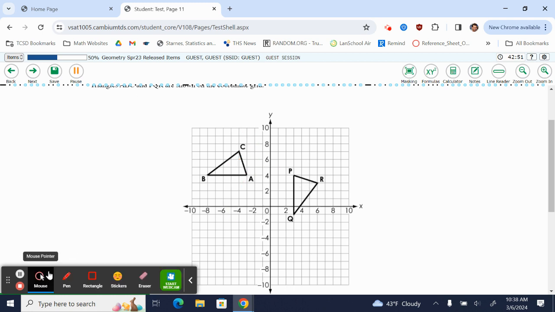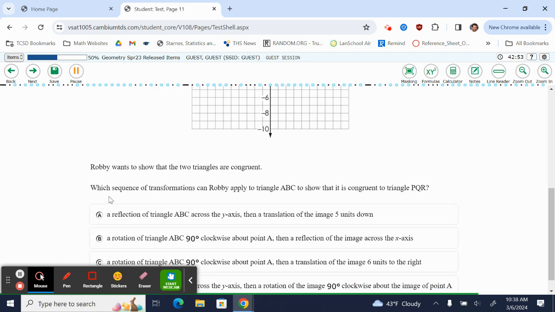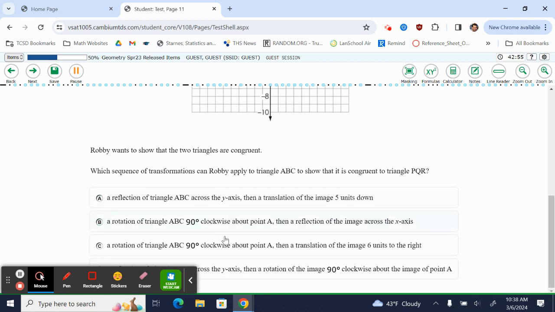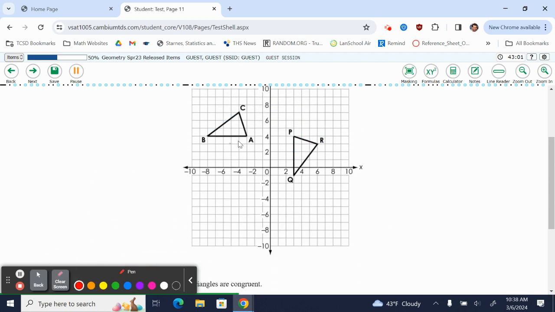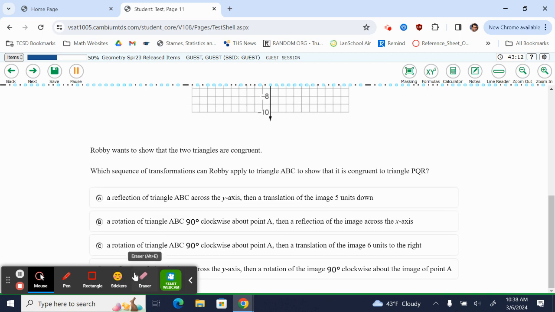Okay, so thank goodness, right? It's not that choice. C, we're going to rotate 90 degrees clockwise about point A, and then translate it 6 units to the right. Well, I wish I would have had that picture back. Let me see if I can grab it back. I think it's here, so it's like this, right? So if I go 6 units to the right, no, it's not going to line up, so that's not right. So then the last one.